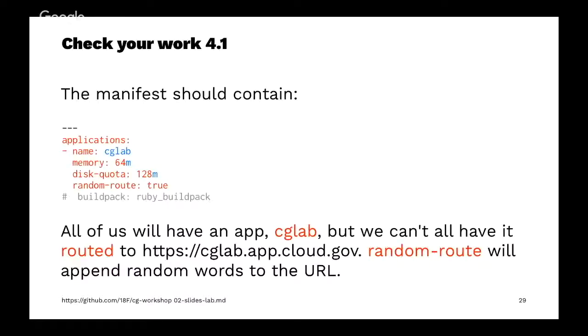Now, when we launch this application, the name that you have running in your sandbox will still be cglab, but we can't have multiple versions of cglab running at one URL within cloud.gov. So the random-route: true will append a couple random words to the name of the application so that the routes don't conflict with each other.